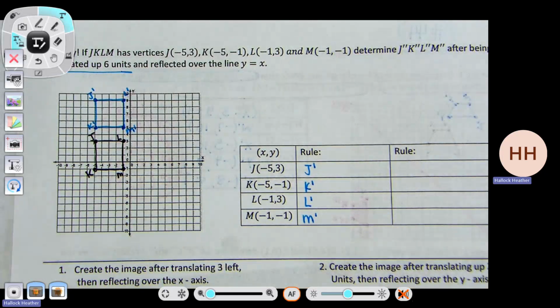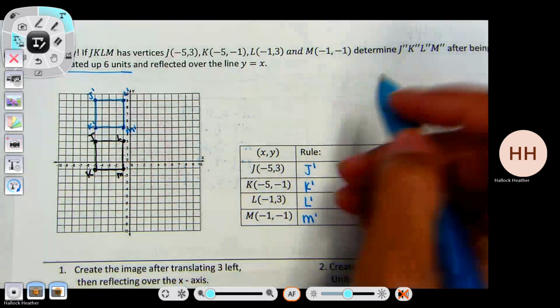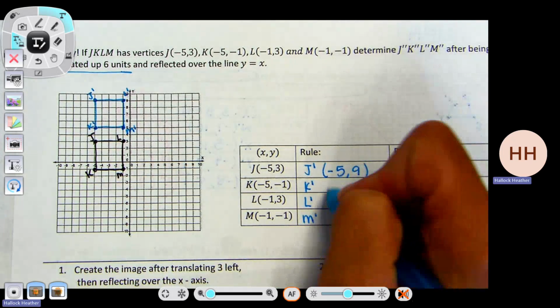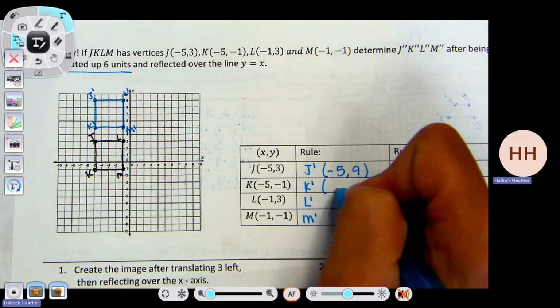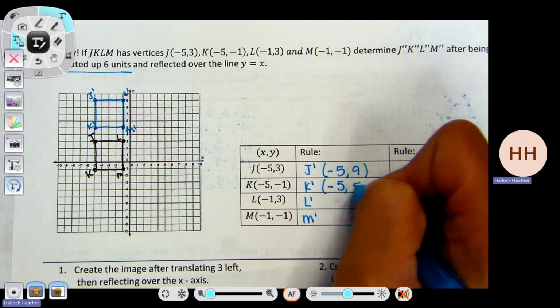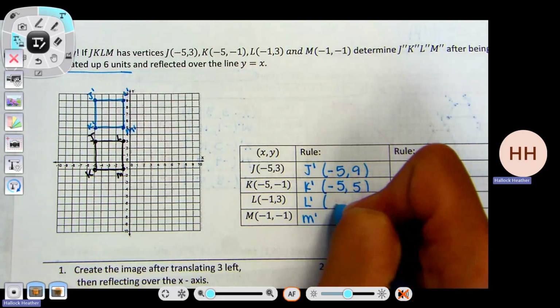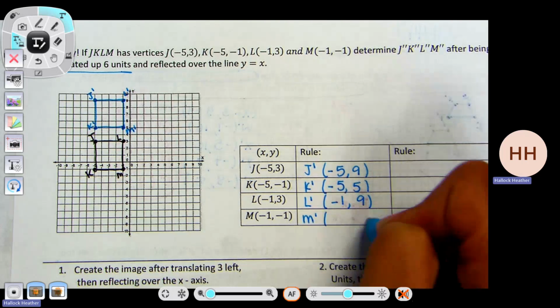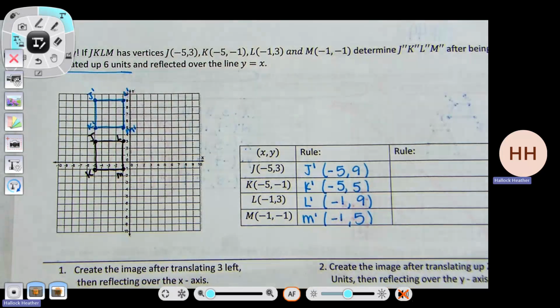So if you go up 6, you should be at least this far, hopefully. If you go up 6, where is J prime at? -5, 9. K prime is at -5, 5. L prime should be at -1, 9. And last but not least, where's that last one at? -1, 5. Okay. Did anybody figure out what the rule would be if I'm just going up 6?